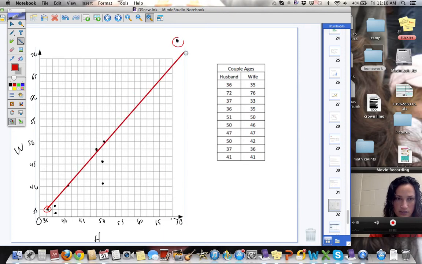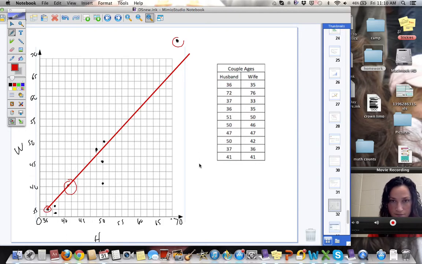Nope, I don't like that point. I actually want it to go like this. So I'm going to change my points now. I'm actually going to pick this point. So those points that I picked, this would be the 36, 35, and then this one would be the 41, 41.